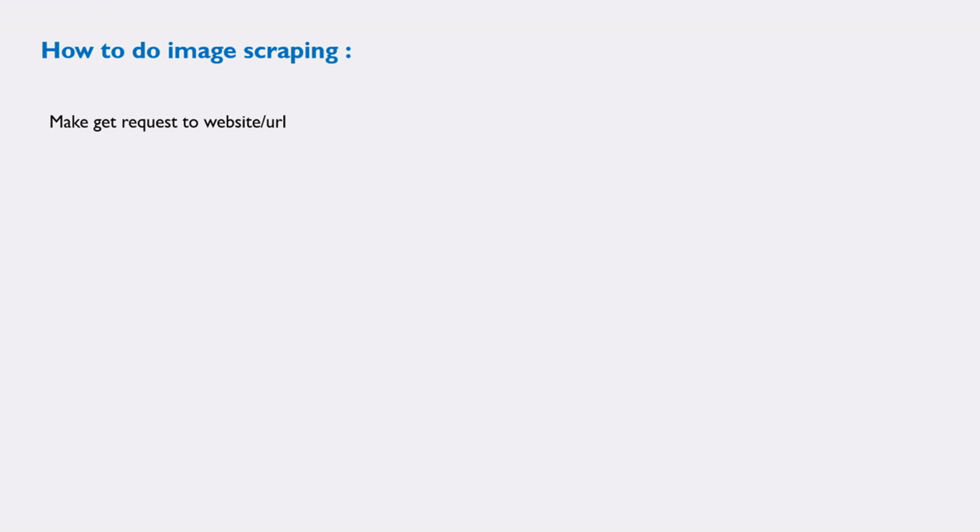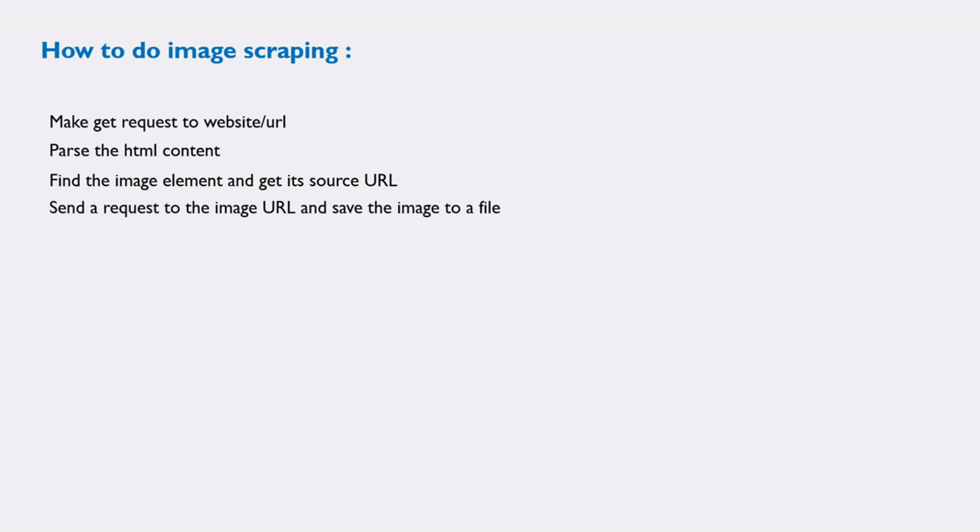First of all, you will make a GET request to a URL. Then you will get all the HTML content. You will parse that HTML content from the URL. Then you will find any random image from that web page, and you will get its source URL. If you know basic HTML, every image has its source URL, the SRC parameter, as we call it. I will show you that. Then once we get that source URL, we will make another GET request to the image URL and save that image to a file.